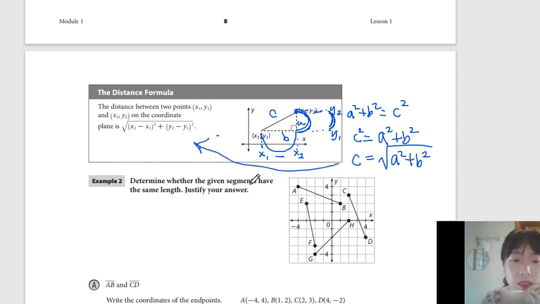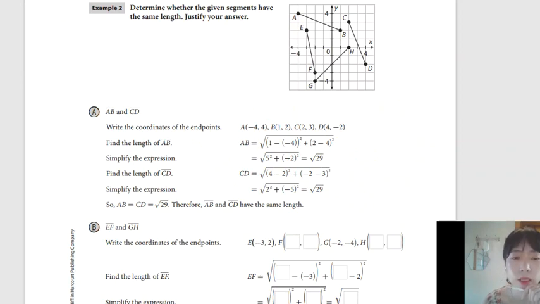So example 2, we're going to determine whether the given segments have the same length. Justify your answer. Okay, so we're going to compare the segments and see if they have the same length. They kind of look like they have the same length, but we're going to use the distance formula to be exact. Okay, let's look at the line segment AB and CD. We're going to write the coordinates of the endpoints. So first, we need to figure out what the points are, right?